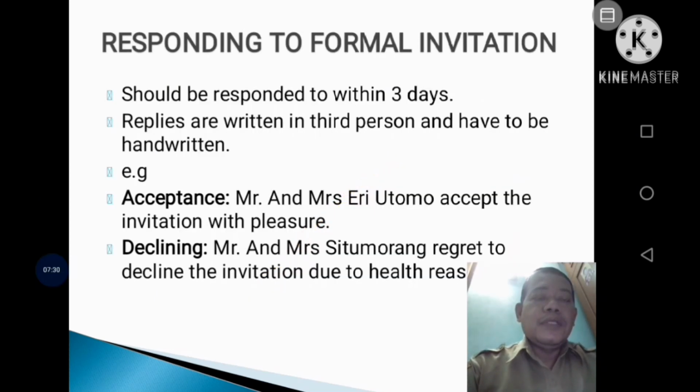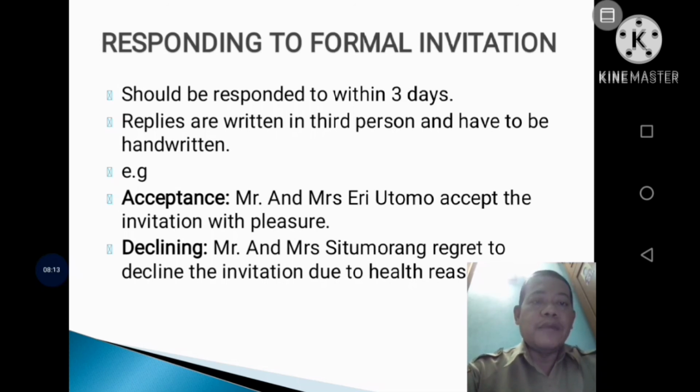And now this slide is about responding to formal invitation, like the RSVP. Actually, RSVP should be responded to within 3 days. Replies are written in third person and have to be handwritten. The third person here means the names of persons, or a couple that are invited, and also can be she or he or they. That's what we call the third person.